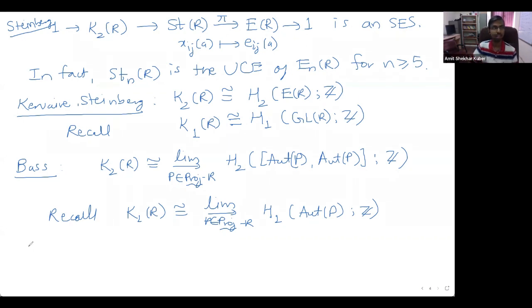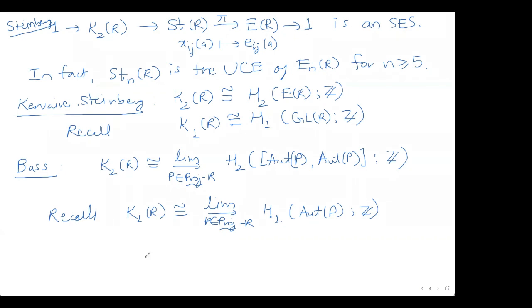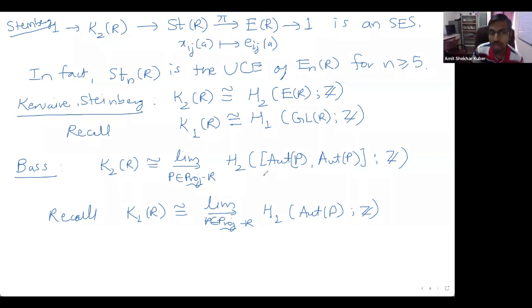Yes. Can you explain this last line, K2 of R being this H2? I don't know how this came from. Oh no, this is a result from Bass. I'm not giving you any proofs. The study of K2 is really hard. So this is simply the commutator group. What we did for K1, we made this projective module larger and larger. And because translations were faithful, automorphisms of P would embed inside automorphisms of P direct sum Q.